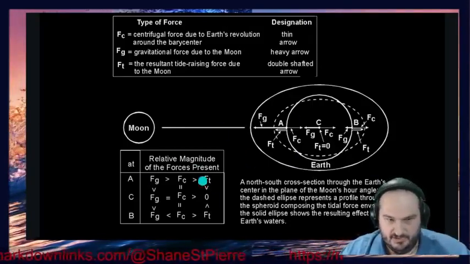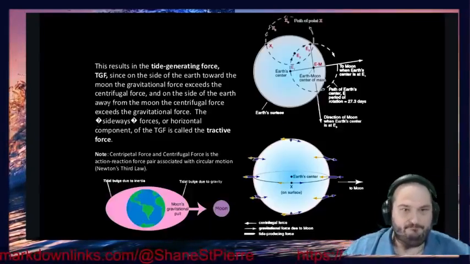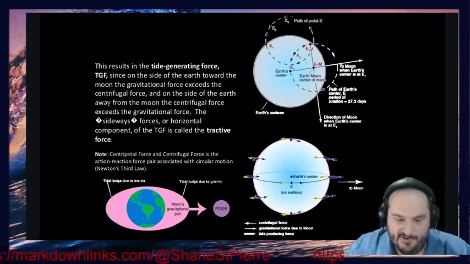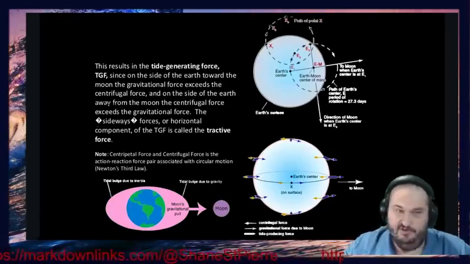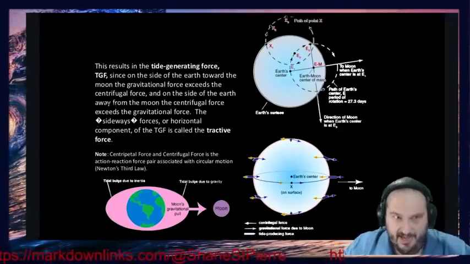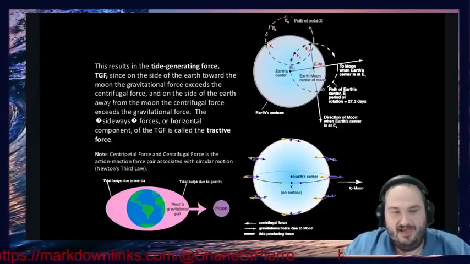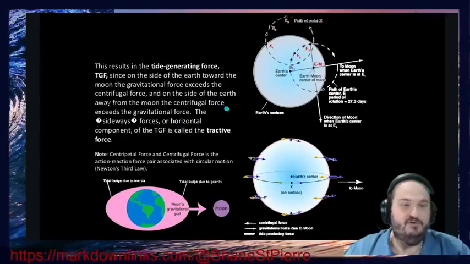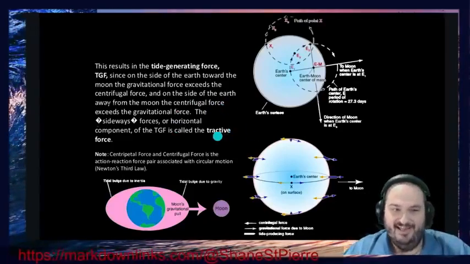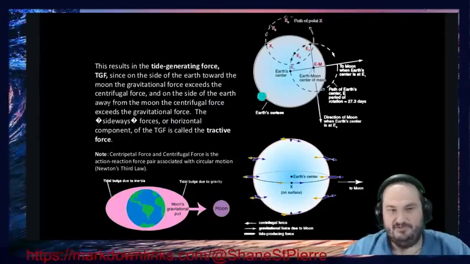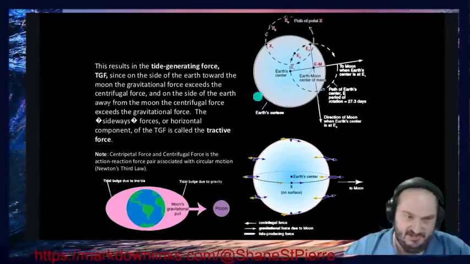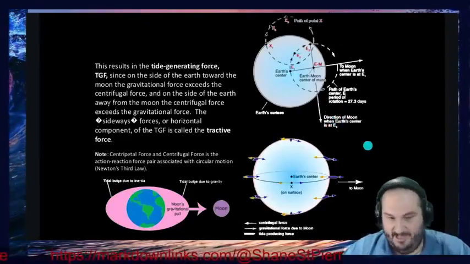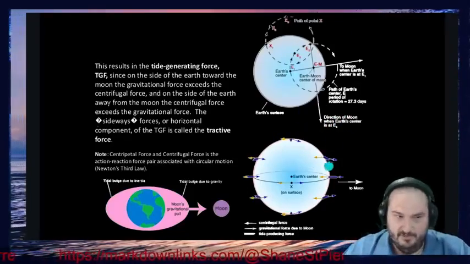So just going through the motions here, and again, one more time driving it home, just to be sure we know you can't have tides without a centrifugal force, which we just negated mathematically. The tide generating force requires the gravitational force to exceed the centrifugal force on one side, and the sideways forces are called the tractive force. So they have all these forces at play. If you take one away, the balance is blasted, and essentially you have no tide.